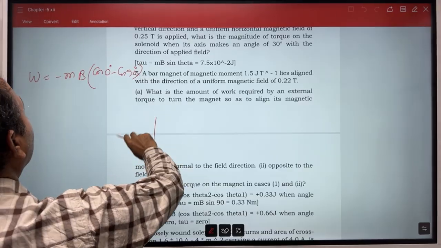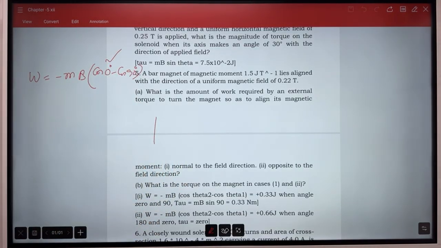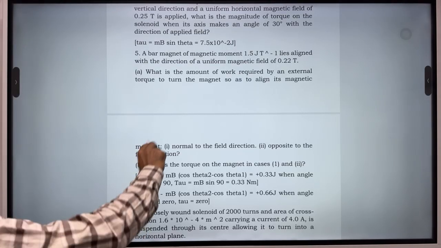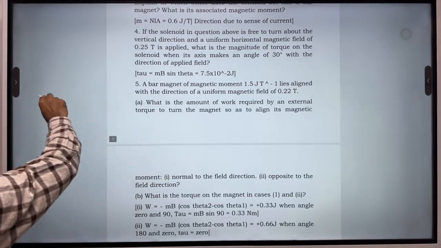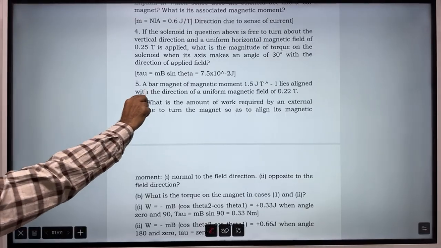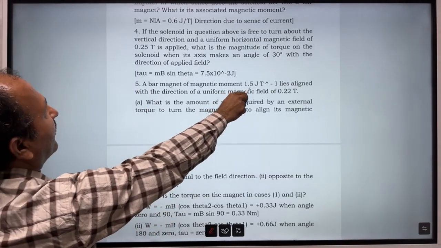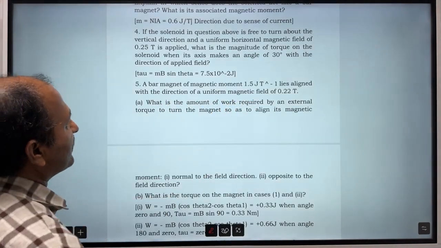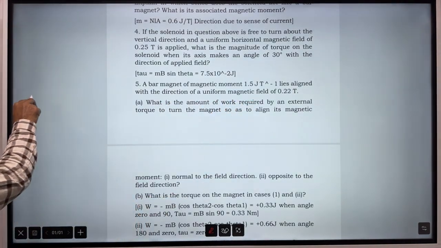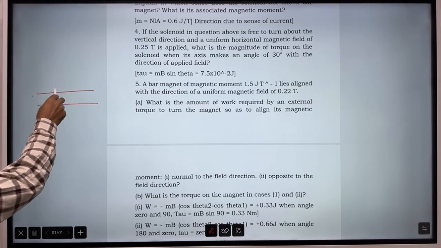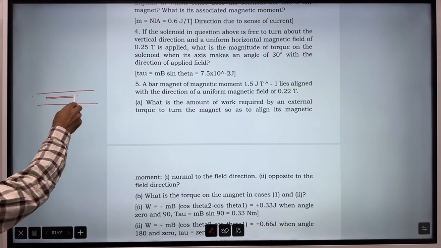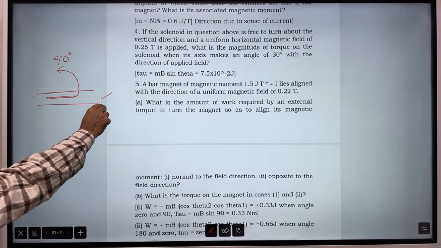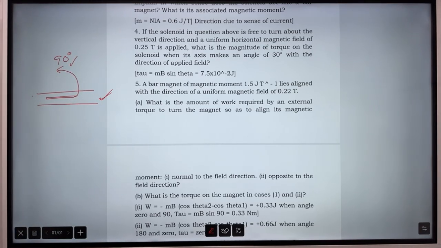Now this is the first case, and then the second case we can see. Is there any confusion? Because I think once again let's analyze it. So here, a bar magnet of magnetic moment 1.5 joule per Tesla lies aligned with the direction of the uniform magnetic field of this much, right? They both are along the same line. Now here what is to be done? This is to be rotated through 90 degree. So we find what is the situation here, what is the situation here, and then we find the difference.